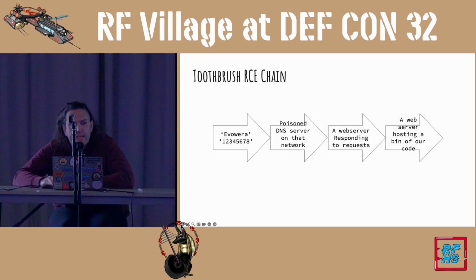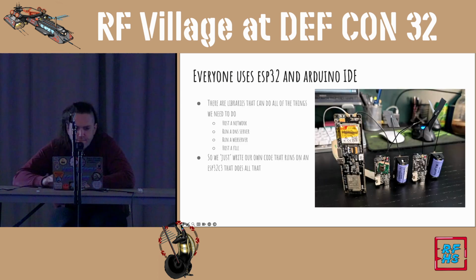requests and send all of those valid communications back and forth, and eventually serve that bin file that we'll also need to have a way of serving. So there are libraries that do all of these things for the ESP32. In fact, they're mostly all built into the actual framework that Espressif puts out. So we need to host a network, we need to run a DNS server, we need to run a web server, host a file, and so we, spoiler alert, or I suppose foreboding, just need to write our own code that runs on an ESP32 that does all of that.